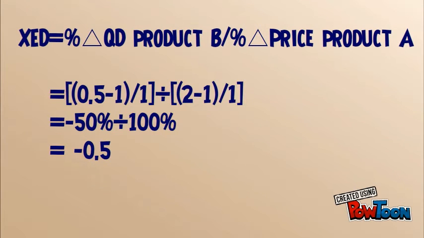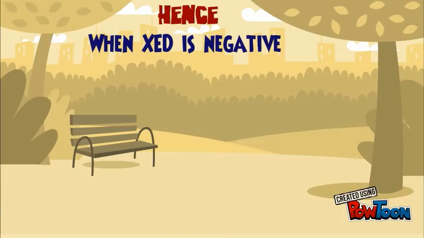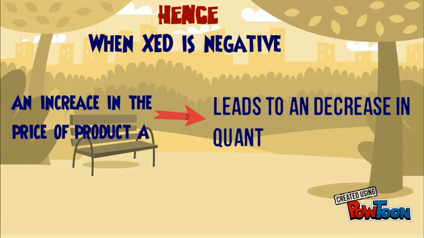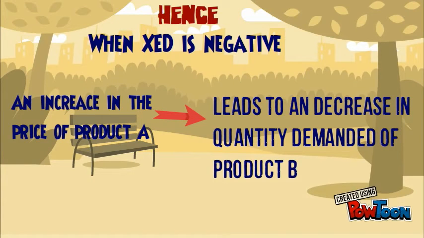And for calculations, the price of McDonald's has increased by 100%, and the quantity demanded for Tropicana has decreased by 50%. So we do negative 50% over 100%, and we get an XED of negative 0.5. Thus, we get to the conclusion that if XED is negative, the two goods are complements, and if the price of one increases, the quantity of the other good will decrease.